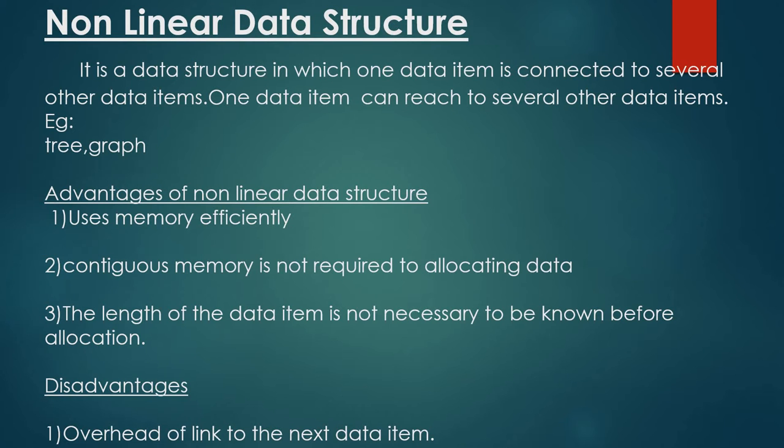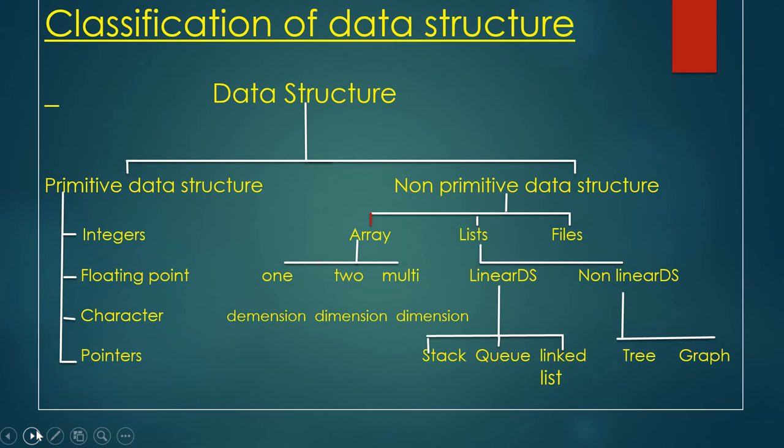Nonlinear data structure. In the classification of data structures, data structures are mainly classified into two types: primitive data structures and non-primitive data structures. Primitive data structures are integers, floating point, characters and pointers. In non-primitive, we have arrays, lists and files. Arrays are of three types: one-dimensional, two-dimensional and multi-dimensional.